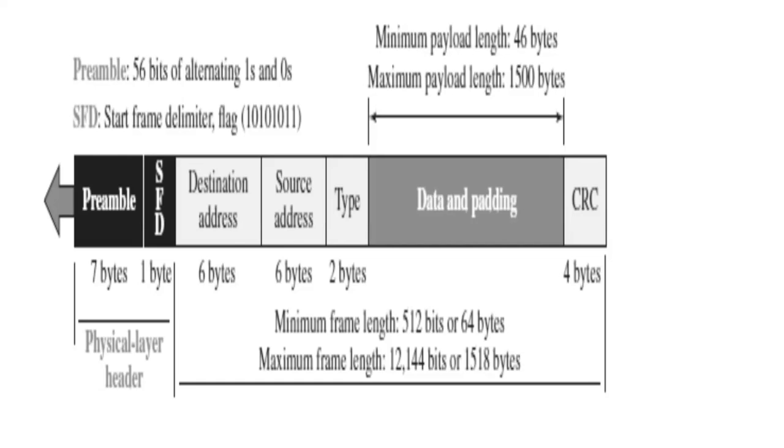The minimum frame length is 512 bits or 64 bytes, whereas the maximum frame length is 12,144 bits or 1518 bytes.